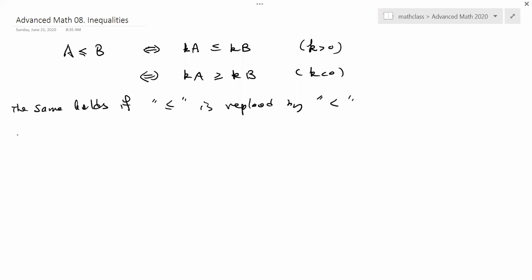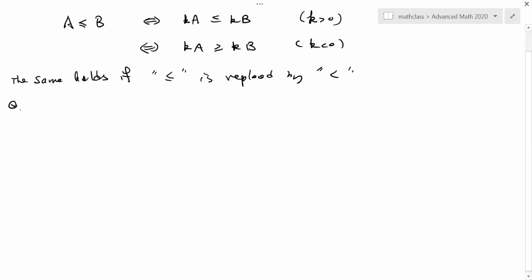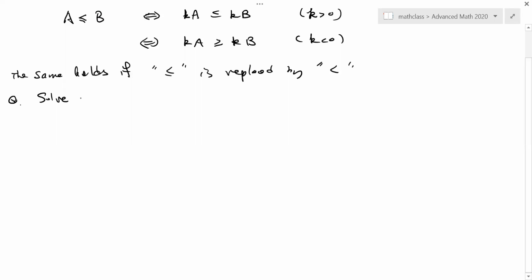So let's take a look at the following example. If you want to solve this inequality, 2x minus 3 greater than 7, everybody probably knows how to do it, but I just need to show you this example first. You move -3 to the right-hand side, so you get 7 plus 3 here. Then 2x is greater than 10.